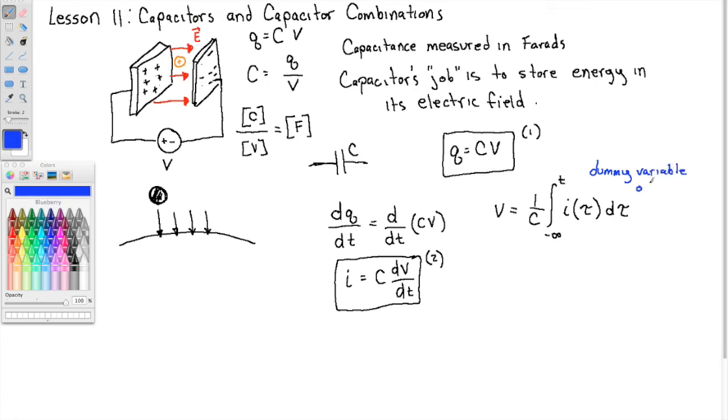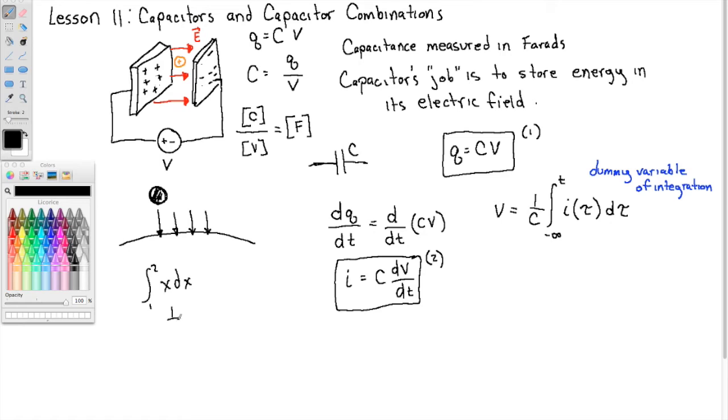Of integration. When I'm done integrating, I want a function of time. I want to know what the voltage across the capacitor is at a certain time. But when you integrate something, let's say from 1 to 2 of x dx, when you integrate the x and plug in the bounds, it goes away.